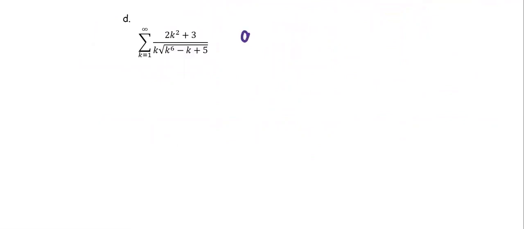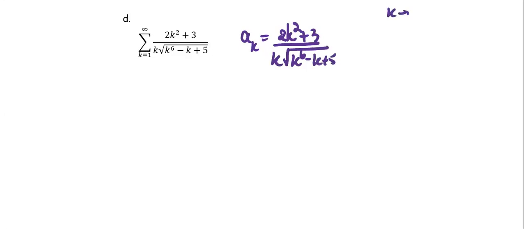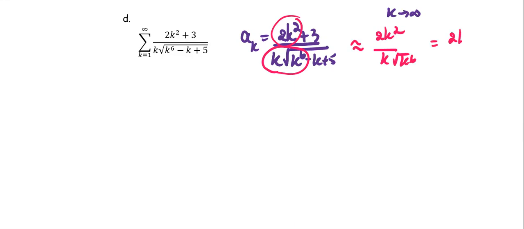Another example: a_k equals 2k squared plus 3 divided by k times the square root of k to the 6 minus k plus 5. Consider the term a_k as k approaches infinity. The leading term of the numerator is 2k squared. The leading term of the denominator is k times the square root of k to the 6. Simplify this to be 2k squared divided by k to the power 1 times k to the power 3, which is k to the 4th. Simplify one more time to get 2 over k to the 2nd.